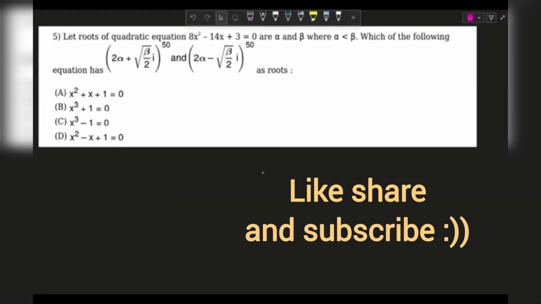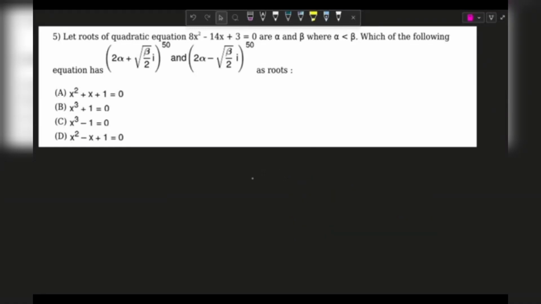Today we will have again some very good questions from Allen All India Test Series, different papers. So here's the first question for today, and I would request you guys, as I always say, to pause the video for a few seconds and try out the question and then come back to see the solution if you can't do it on your own. So I will wait for a few seconds.